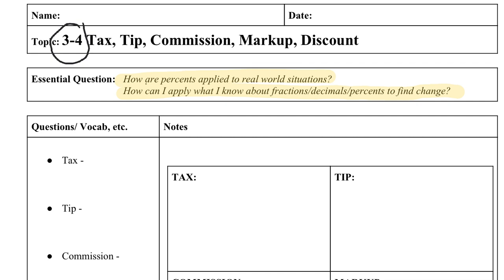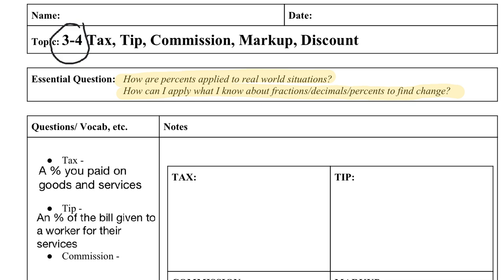So moving down to our first definition here, you see the word tax. A tax is a percentage that you pay on goods and services. Our next definition is tip. We tip waitresses and baristas and things like that when we go to Starbucks. A tip is an extra amount given to a worker for their services.